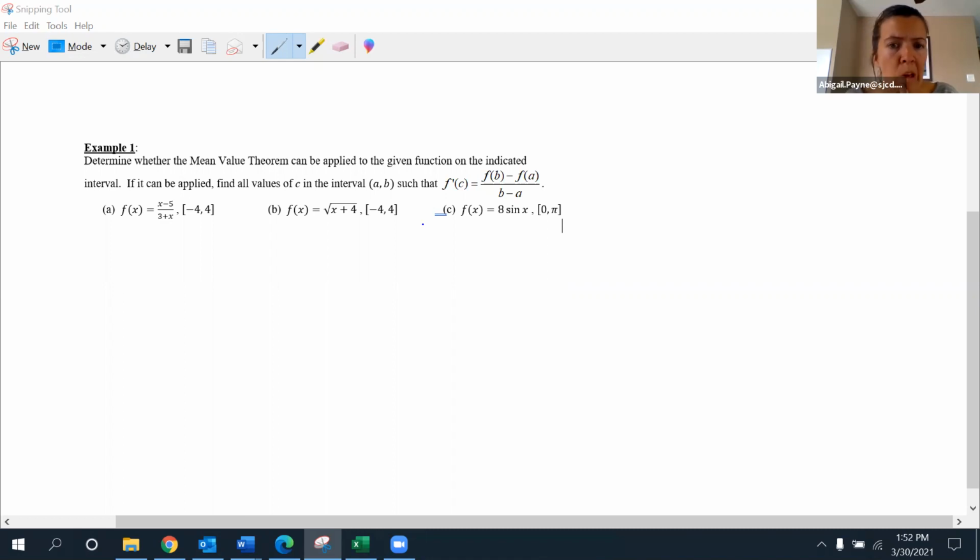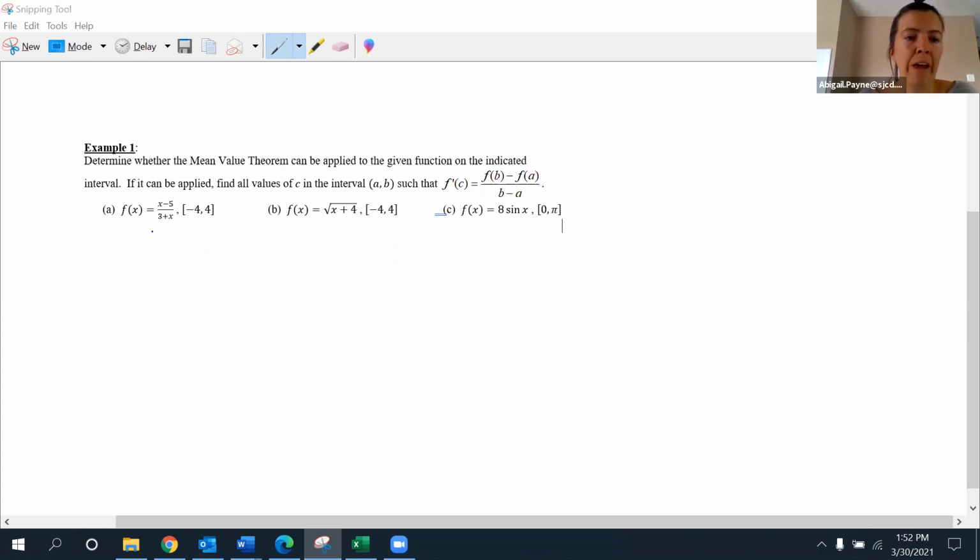So in this example, we're supposed to determine whether the mean value theorem can be applied to each of these functions on its interval. And if it can be applied, then find a value of C. It's the value of C that the mean value theorem guarantees, so the one where the derivative at C is equal to the average rate of change for the function over the given interval.